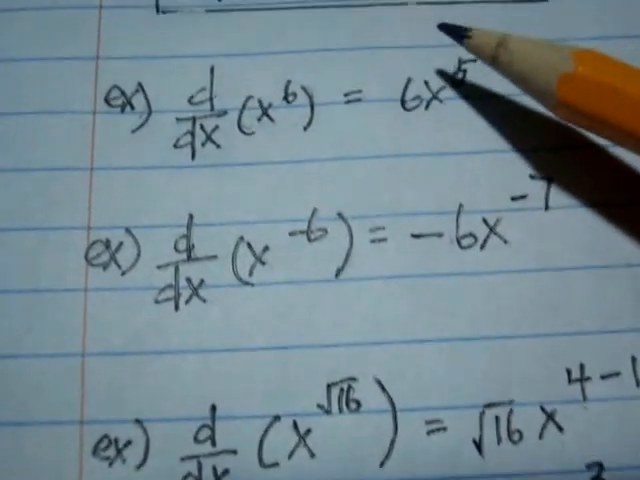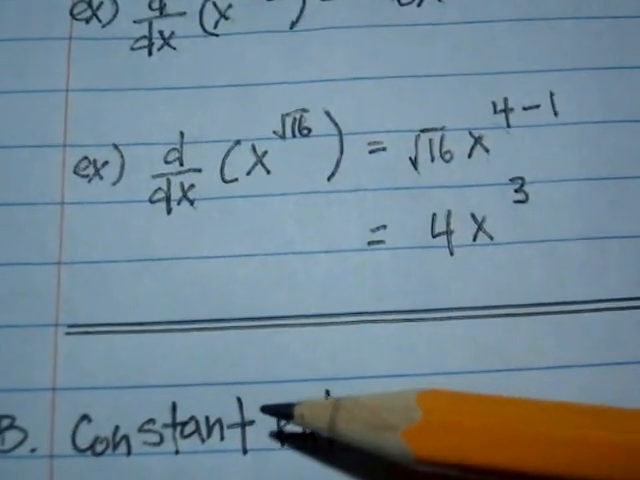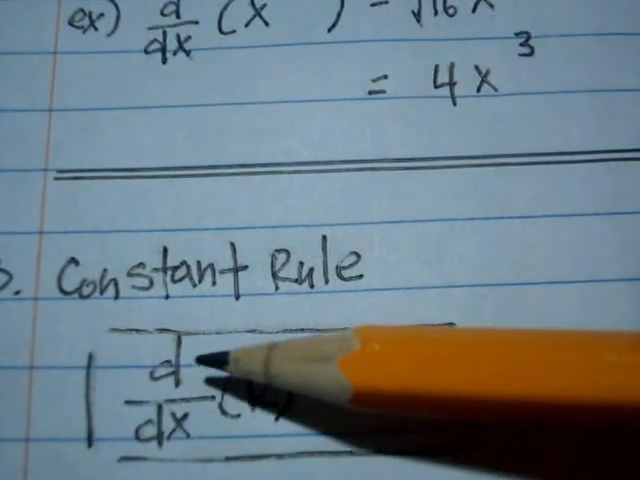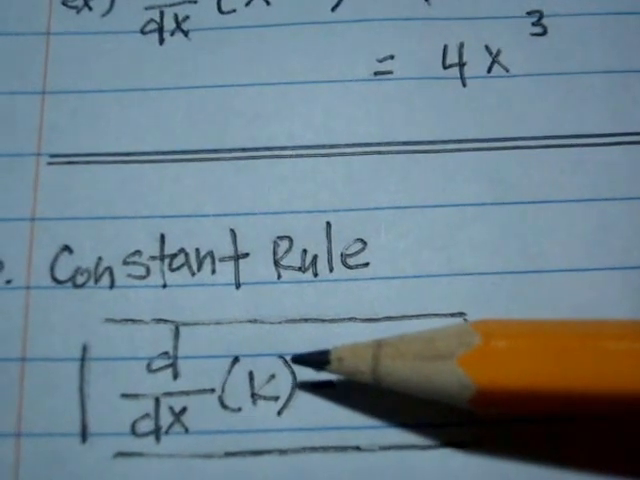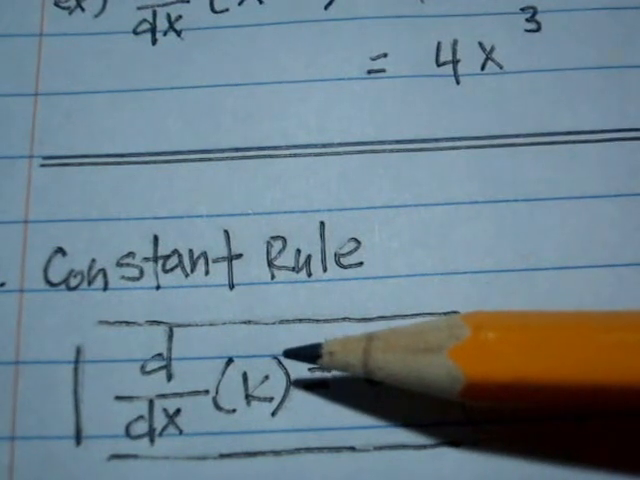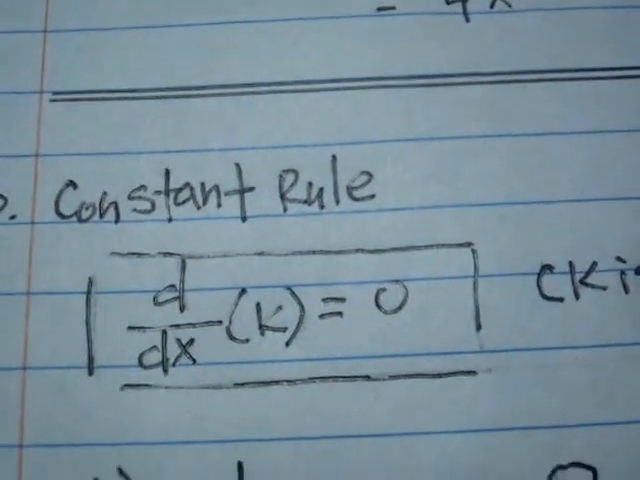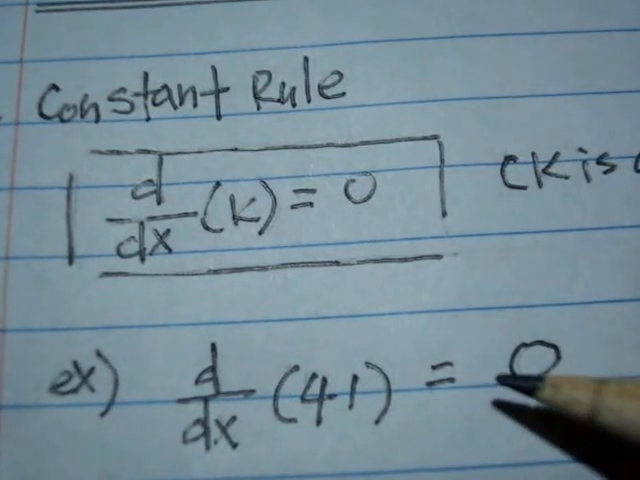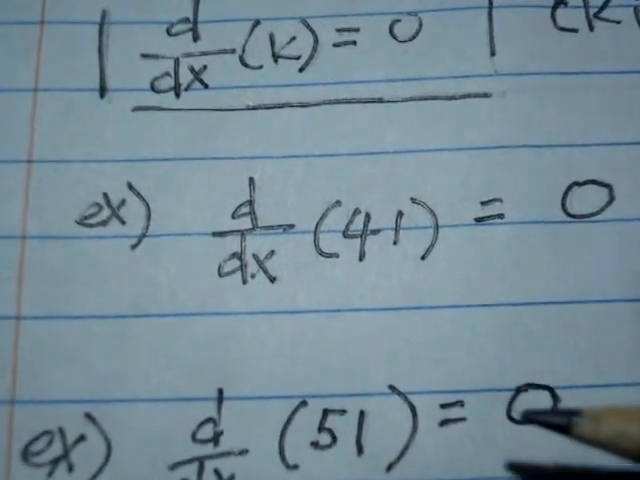Now that I have talked about the power rule, let's talk about the constant rule. How do you recognize a constant rule? It's something like this. It's a k, which represents a constant. A constant is just a number by itself. If the problem asks you to take the derivative of a constant number, the answer will always be 0. For instance, take the derivative of 41. The answer will be 0. Take the derivative of 51, and the answer will be 0.